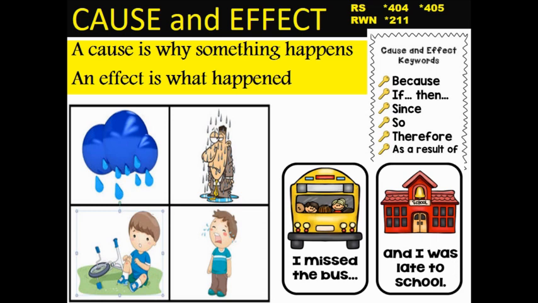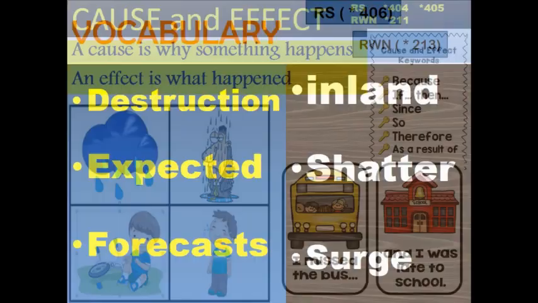Now those key words on the top of your screen, because, if, then, since, so, therefore, as a result of, these are keywords that help you to identify a cause and effect relationship.